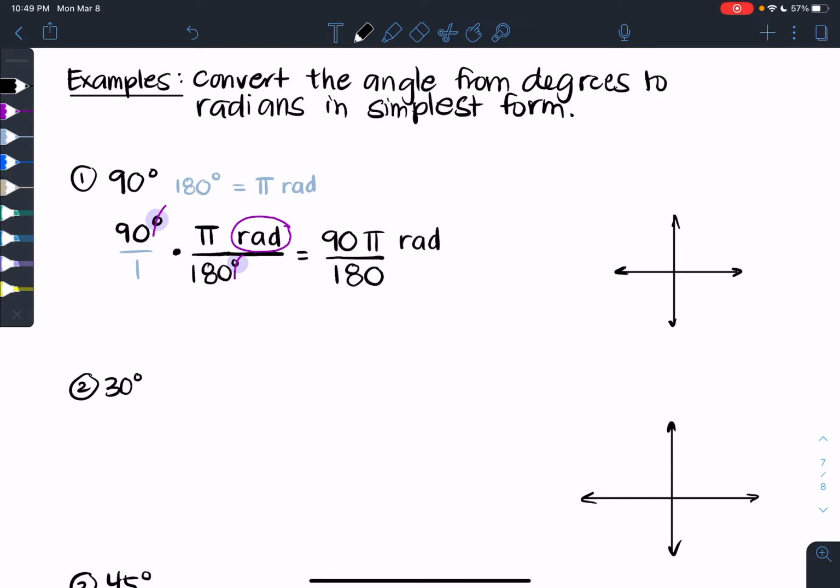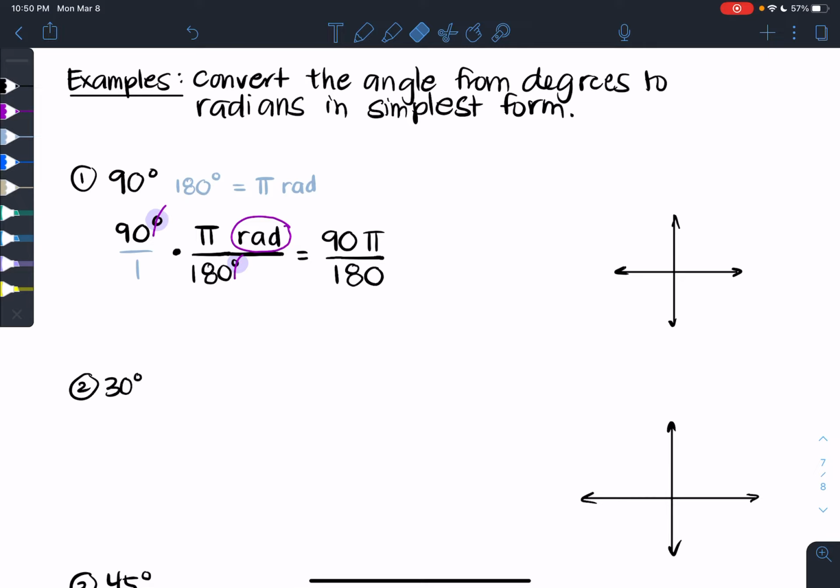Now there are a couple of things to note. When we work with radians, almost all the time it will involve pi in its value. So it's kind of a given that we're working in radians since our fraction has pi in it. So we can sort of erase this label just to make our work a little bit neater.